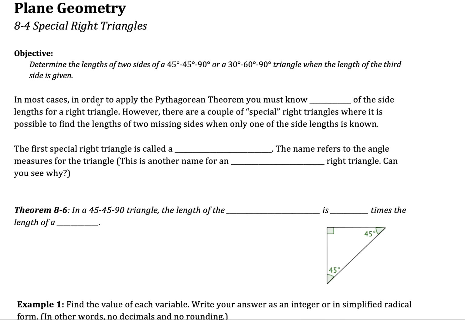It says in most cases, in order to apply the Pythagorean Theorem, remember that's a squared plus b squared equals c squared, you must know two of the side lengths for a right triangle. You need to know two of these three variables so that you can find the third one. If you only know one, you're not going to be able to solve for the other two, because we know from our Algebra 1 lessons that if we have more than one unknown in an equation, we can't get a single correct answer. So we need to know two of the sides to find the third.